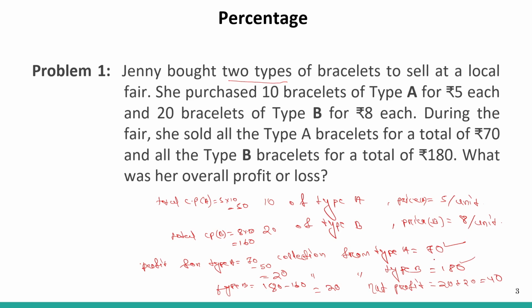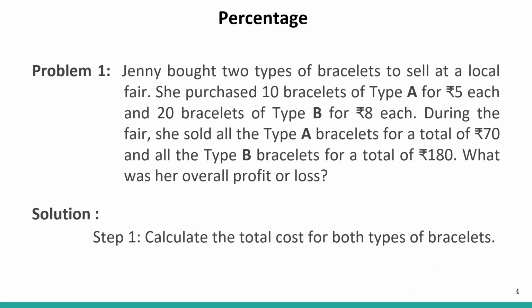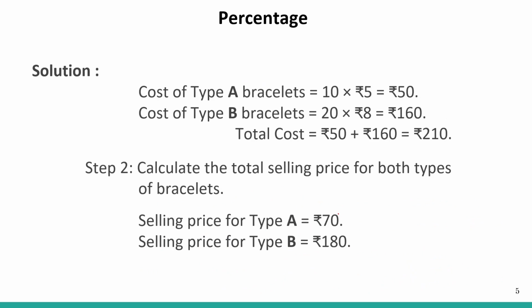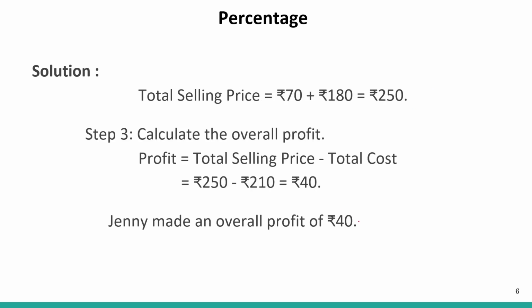Let's see a step-by-step solution. Calculate the total cost for both types of bracelets. The total cost price was 50 and 160 for A and B respectively, so the total cost became 210. Then calculate the total selling price for both types of bracelets. It will be 70 and 180 respectively for A and B, so the total selling price is equal to 250. So profit is the total selling price minus the total cost, so it will be 40 rupees.